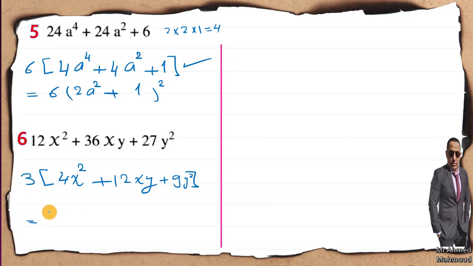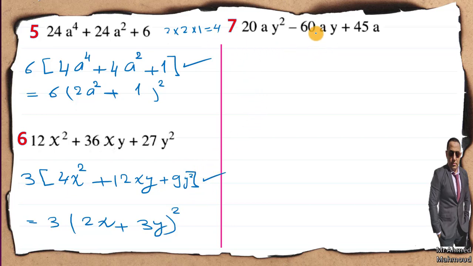And then the first term is a square, its root is 2. The last term is a square, its root is 3. So 2 times 2 times 3 equals 12. So this is a perfect square trinomial because the middle term is 12. Okay, 3 open a bracket to the power of 2, drop down the middle sign, square root of the first equals 2x, square root of the third equals 3y. Okay, next one.